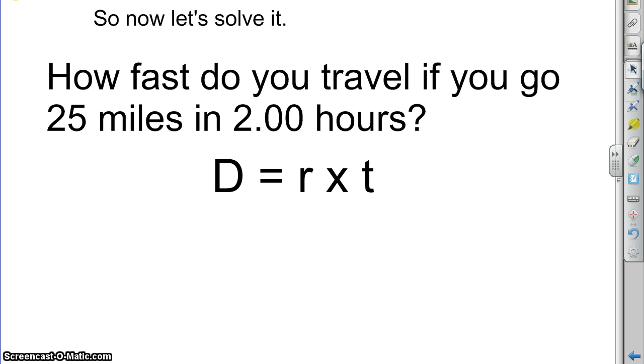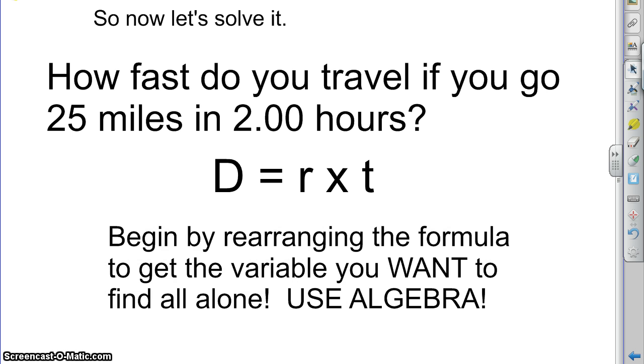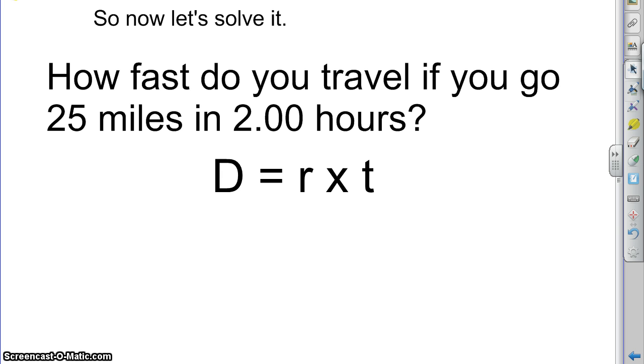So now let's go ahead and solve it. How fast do you travel if you go 25 miles in 2.00 hours? So we have to rearrange the formula to get the variable that we want all alone by itself on one side. We're going to use algebra. Yay! So how do we do that? Well, what is the variable that we're wanting to solve for? The variable we're wanting to solve for is how fast. That is a rate. We want to solve for rate, so we want to get r by itself on one side.